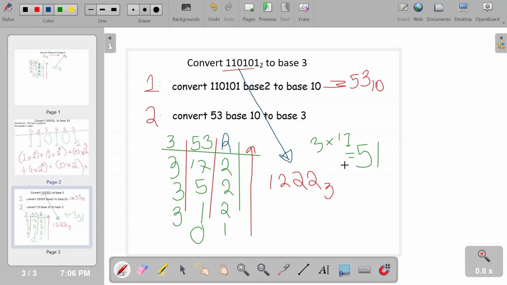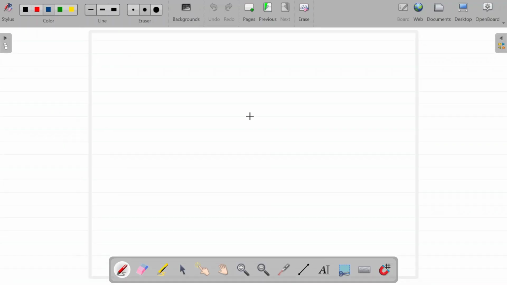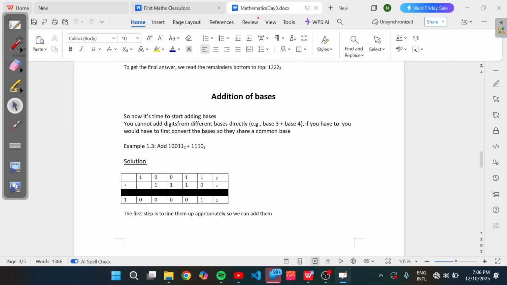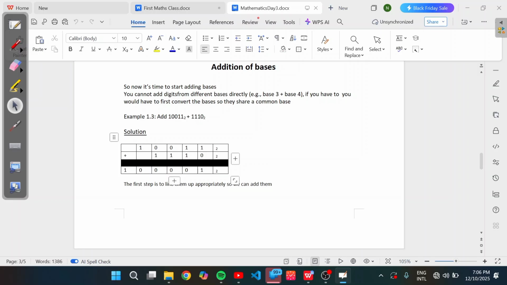Okay. Now, we're done with all the converting jargon. So we're going to be moving on to addition of bases. Now we have 2 methods, so I'll first start with the first method. And I'm actually going to use this document to explain it. Okay. So we're going to add 10011 base 2 plus 1110 base 2.